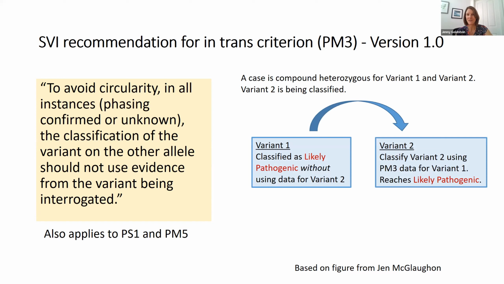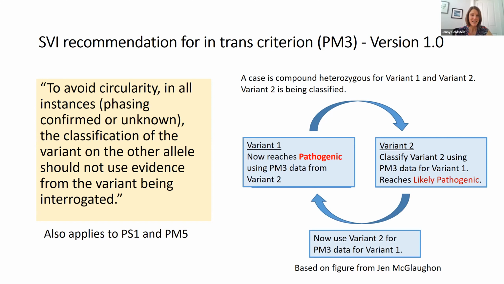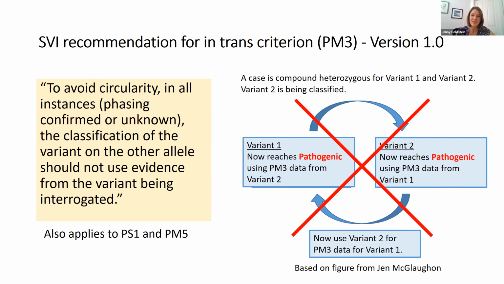Let's say that with all the information you have about variant 2, it reaches likely pathogenic. And you're like, well, maybe I can now use variant 2 to support variant 1. And that now makes variant 1 reach pathogenic. And now you can use that for variant 2, which also reaches pathogenic. So you can see there's this circularity here, the circular logic, which is erroneously raising the pathogenicity of these variants.